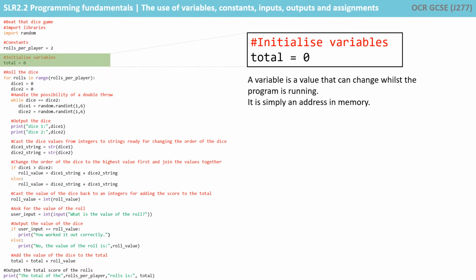Now, every variable requires a data type, but in Python, unlike most languages, we don't actually have to declare our data type first. Python works it out based on the value you initially give it. So here we've said total equals 0, so it assigned the data type integer to the variable total.